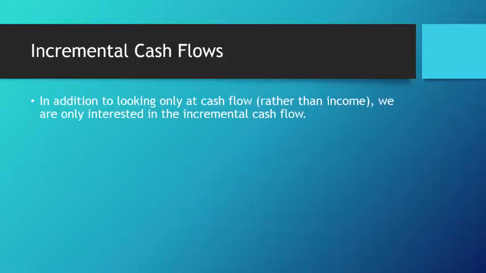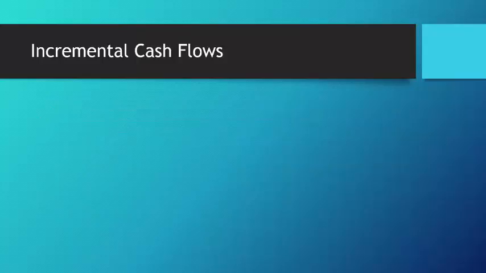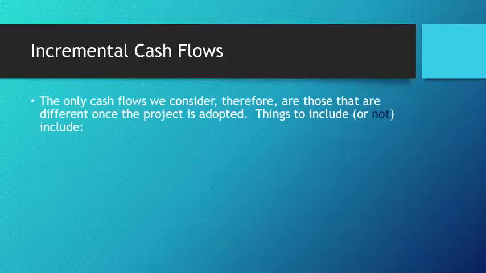We're not talking about income. I can't stress that enough. We're only interested in the incremental cash flows. Incremental cash flows are the additional cash flow, which can be negative, that occur because we adopted a project. In other words, we're trying to capture the marginal benefit of adopting a project. So, for instance, the only cash flows we're going to be considering are those that are different once the project is adopted. Things to include would be these, or not. The nots I've put in dark blue here.